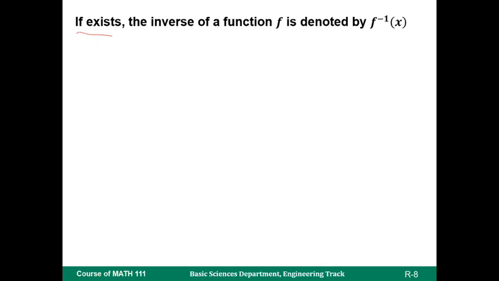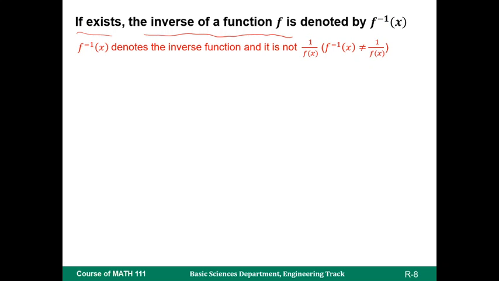But if it exists, if the function is one-to-one, then the inverse of a function f is denoted by f superscript minus 1. And this doesn't mean the power. Don't confuse this with the power here. In the literature, in the books, this notation always shows the inverse function. It's not 1 over f of x. This notation and that notation don't mean the same thing. So this is one important thing to note.